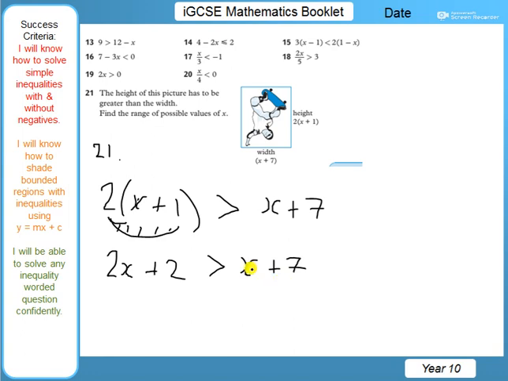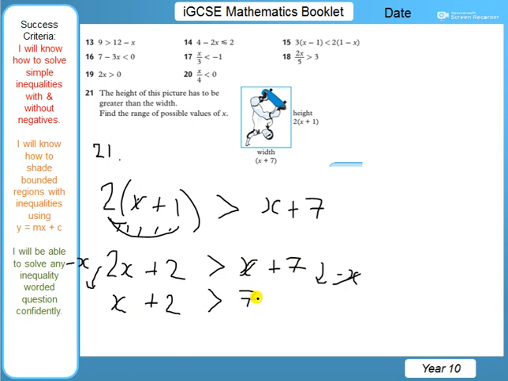Okay, and then we want to get the x's on one side. So what's the opposite of x? Well, that's minus x. So we minus x from both sides. That then gives us 2x minus x. That's x. The plus 2 stays the same. Greater than, again, we've only minus from both sides. No need to switch the sign. X and minus x cancel.